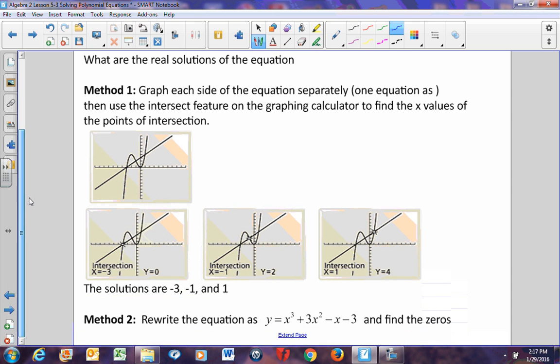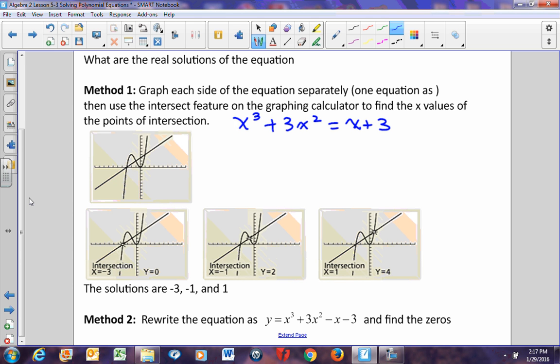Method 1 says graph each side of the equation separately. One is one equation, and the other one is the other. Then use the graphing calculator feature and the intersect feature to figure it out. So if we were going to graph the following equation, oops, I left my equation off. The equation that we want to graph here should be x cubed plus 3x squared equals x plus 3.